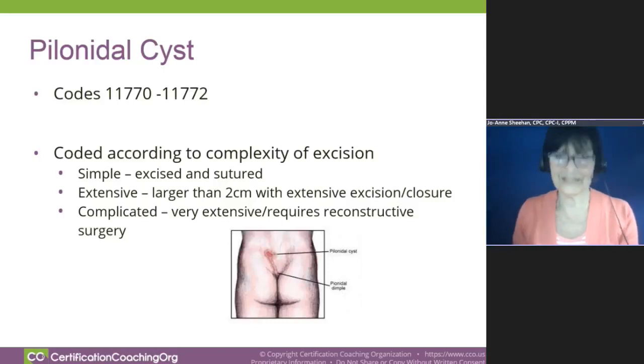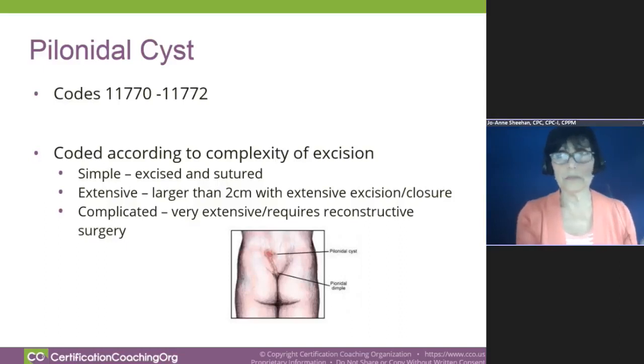Great. That's it. Okay, all right, so now when we talk about pilonidal cyst, I was kinder to you and gave a very mild picture, but there are 3 types of pilonidal cysts. One of them is simple, which is just excised and sutured. Then we have extensive, which is larger than 2 centimeters with an extensive excision and closure, and complicated, which is very extensive and requires reconstructive surgery.